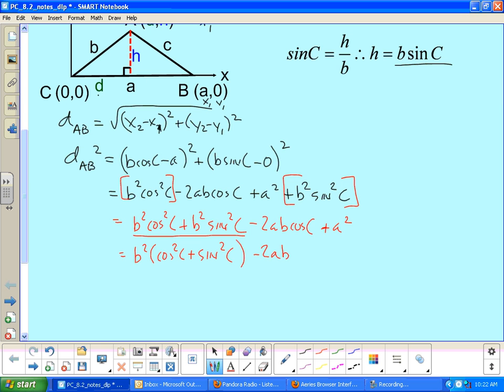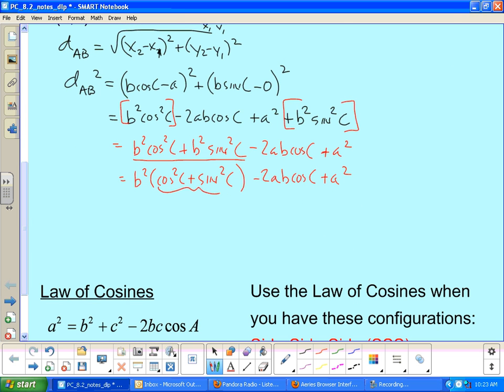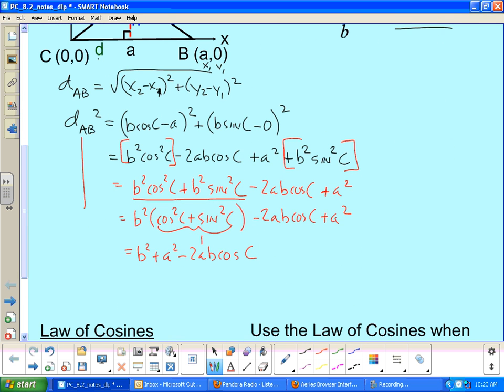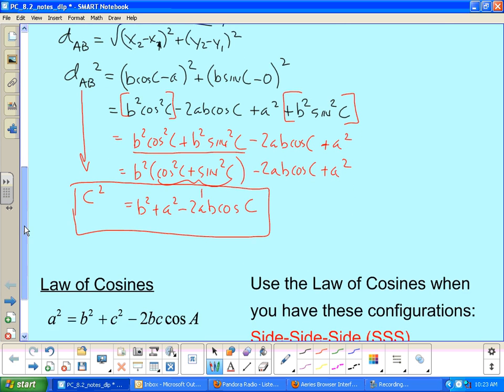Does anyone remember what that happened to be called? Sine squared plus cosine squared. Do you remember what that happened to equal? 1. Yeah, it equals 1. That's my Pythagorean identity. So this whole thing just equals 1. And so I get b squared plus a squared minus 2ab cosine of c. And that would be what this length AB, or this length of c squared, is equal to. And that, ladies and gentlemen, is the law of cosines.